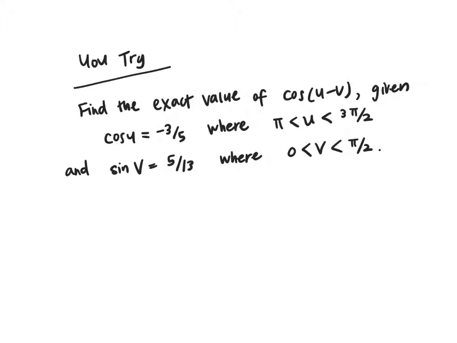It says to find the exact value of cosine of u minus v, given that cosine of u is negative 3 over 5, where that angle u is between pi and 3 pi over 2. Which quadrant is that, by the way, if you're between pi and 3 pi over 2? It's going to be quadrant 3. And sine of angle v is 5 over 13, where that angle v is between 0 and pi over 2. And which quadrant is that? Quadrant 1. Go ahead and try this problem.